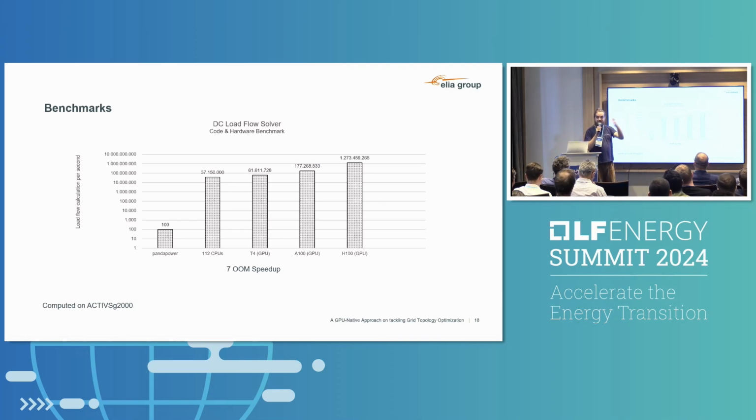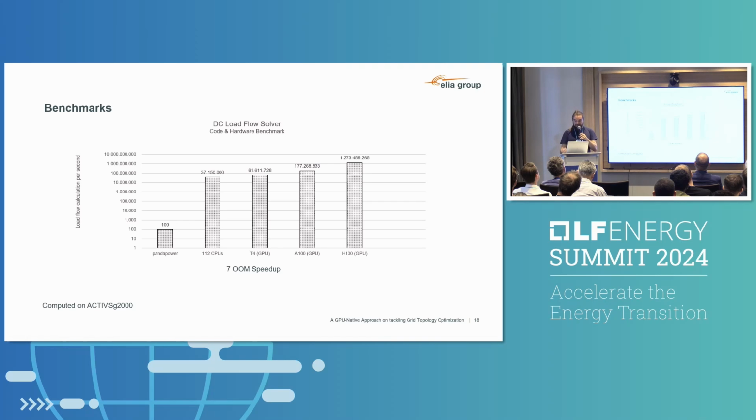So this is basically different topologies that we could evaluate. And then we took that onto GPUs, and we actually breached the billion load flows per second. And this isn't on a case 14 grid. This is the ActiveSG 2000, also known as the Texas grid, a synthetic grid which roughly resembles TSO conditions. And this is 7 orders of magnitude. For those of you who don't know what an order of magnitude is, 1 is a factor of 10, so a factor of 10 million.